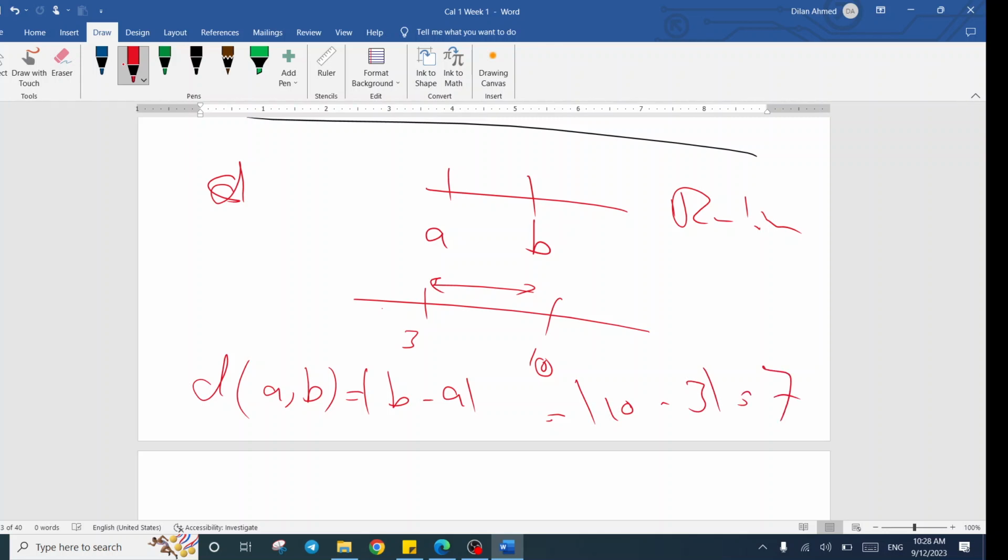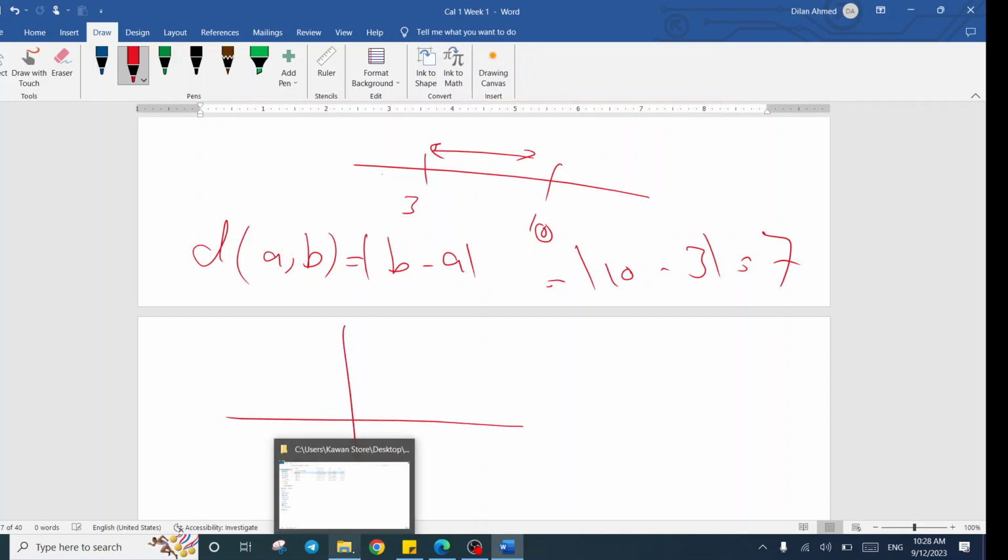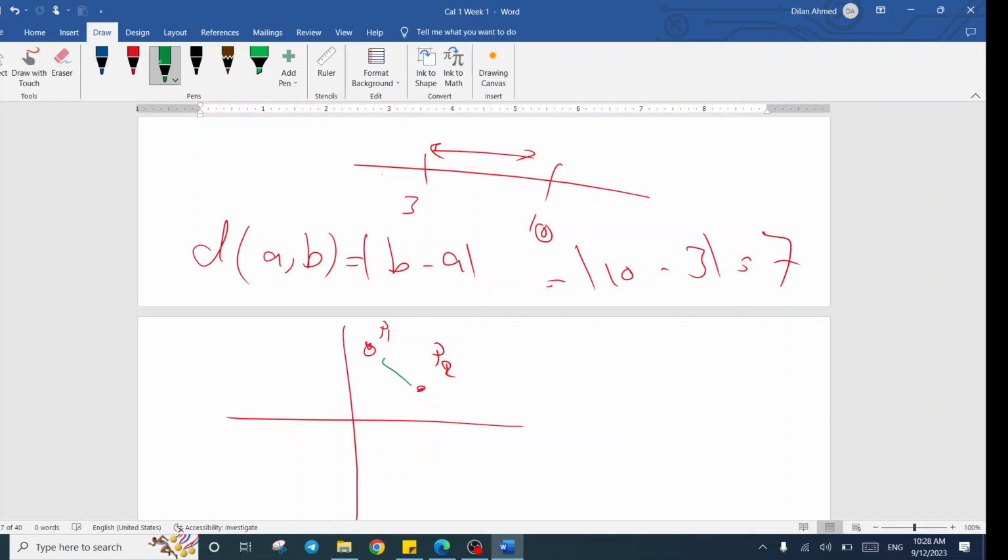Clear. Now we are going to two dimensions. Instead of one dimension, the real line, we have two dimensions. I have a point from here to here, P1 and P2, for example, and I want to find the distance between these two. How do we do it? If you remember, we use the Pythagorean theorem, which we used in calculus 2, maybe.